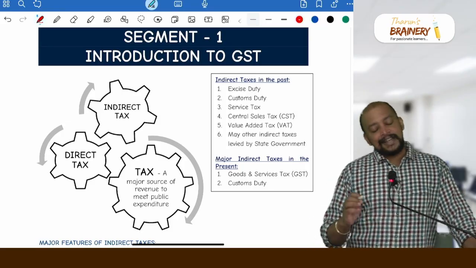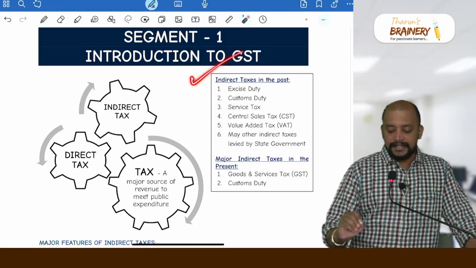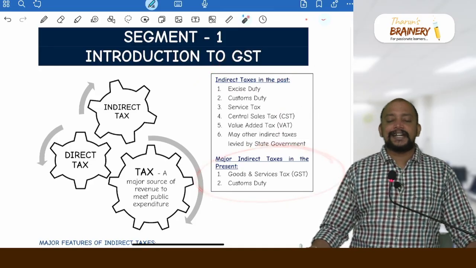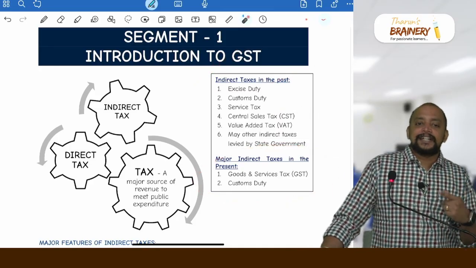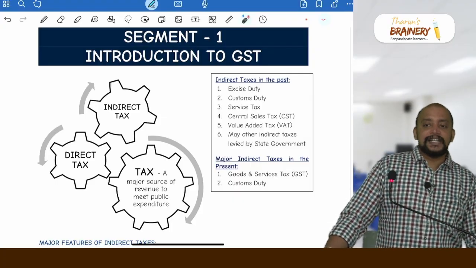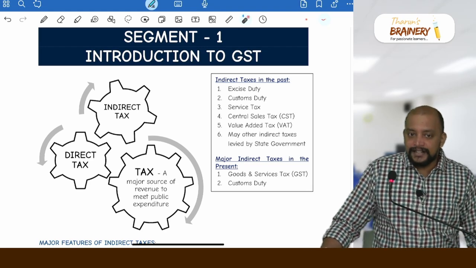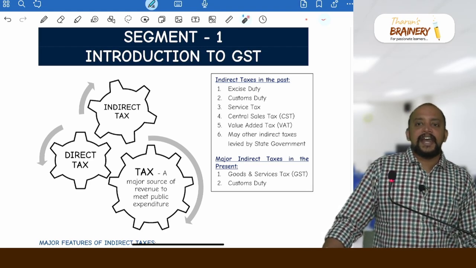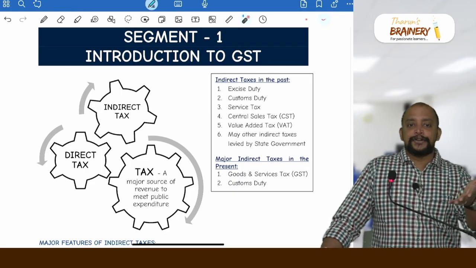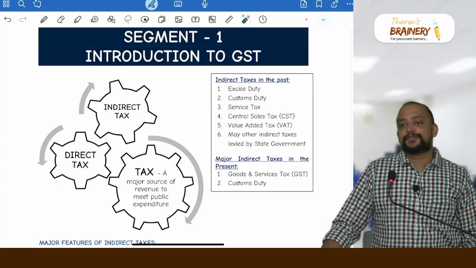Already we discussed this. And what are the various indirect taxes that we had in the past? Excise, customs, service tax, sales tax, etc. But what are the major indirect taxes at present? Only 2, that is GST and customs duty, majorly these 2. But still there are some state government indirect taxes like state excise duty. And then we have local body tax, still it is there. And I even told you stamp duty, that is also there. These are still continuing today as state levies.